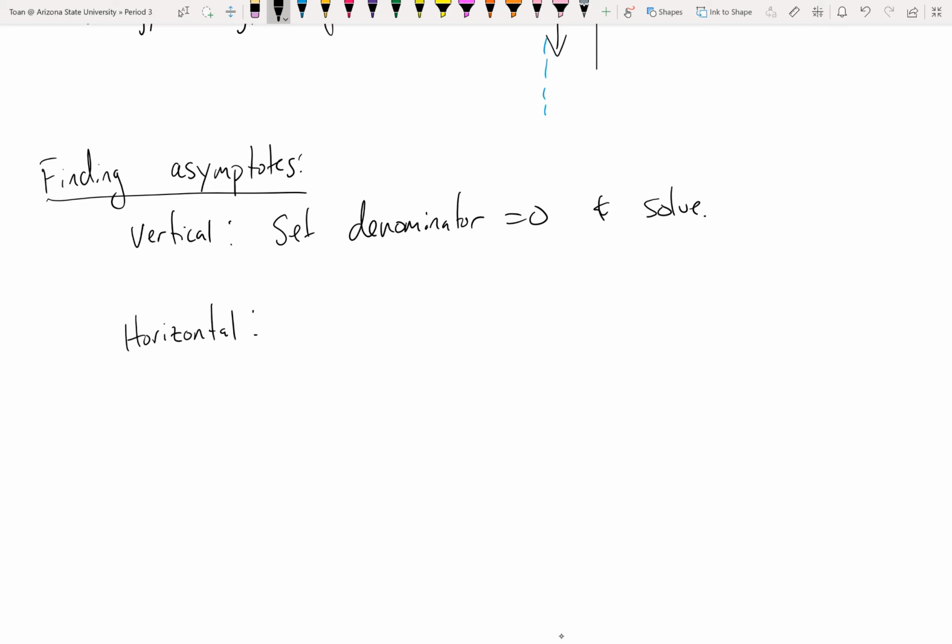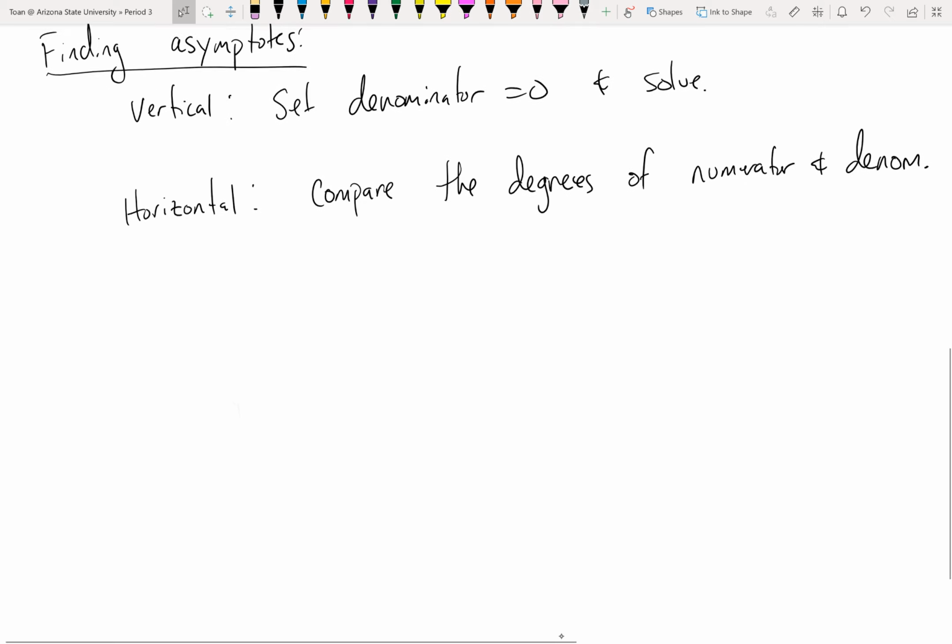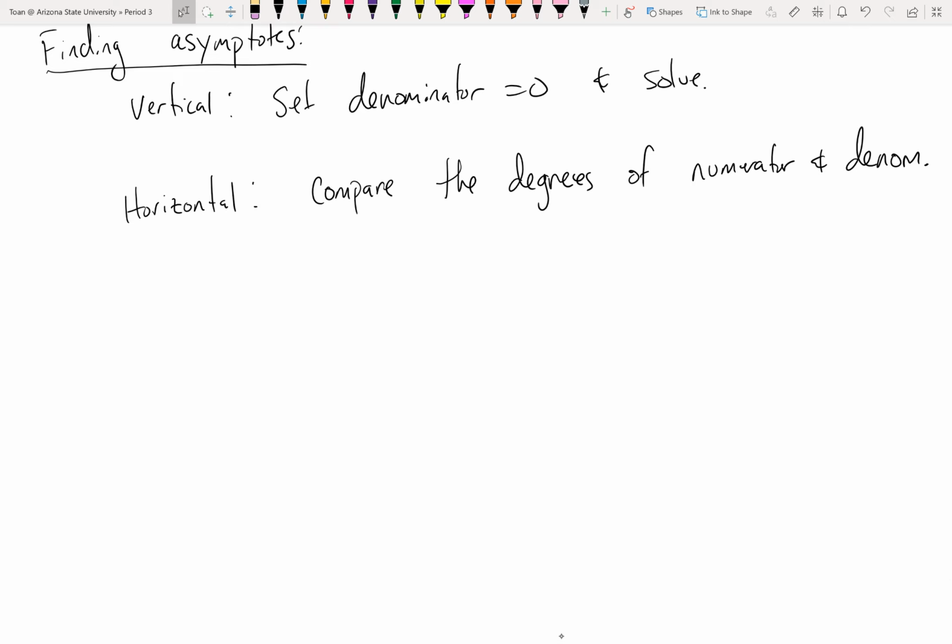To find the horizontal asymptotes, you have to compare the degrees of the numerator and denominator. So if I'm comparing two things, I only have one of three options. They can be the same, or they can be different. And when they're different, one has to be bigger than the other. So what are some of my possibilities?